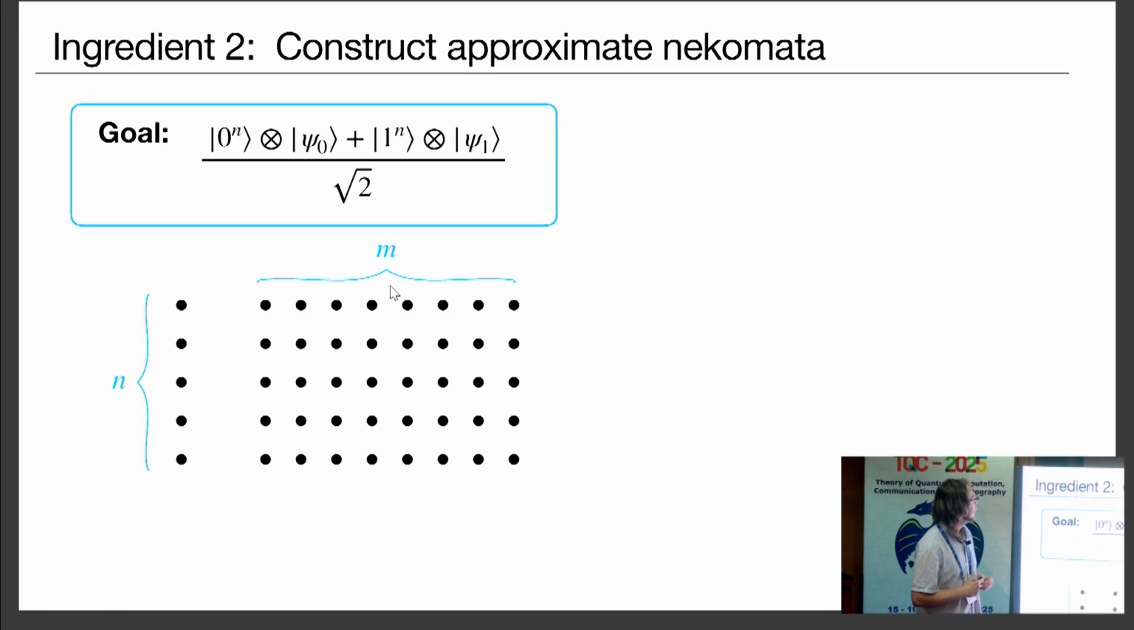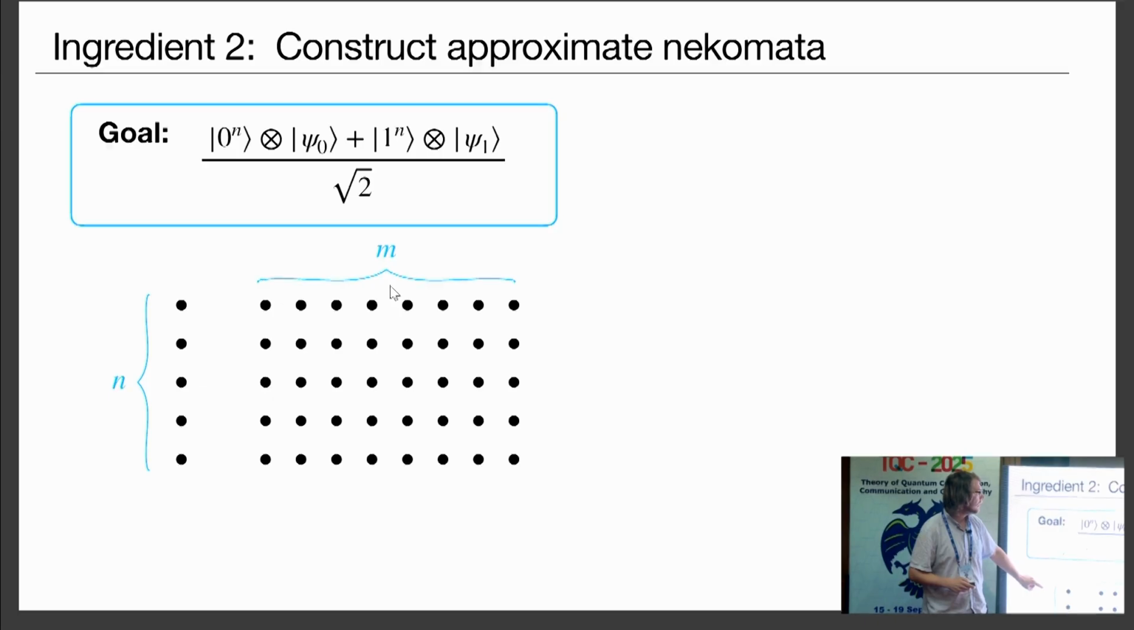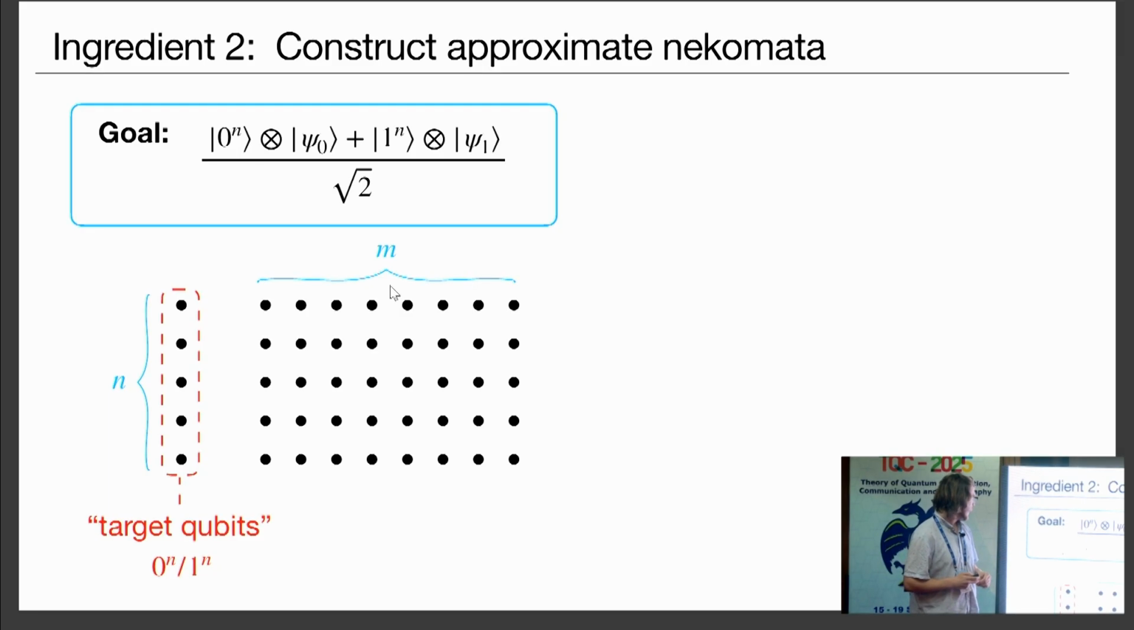Okay, so let's get to how we'll construct one of these nekomatas. This circuit construction looks like a grid of qubits, an m by n grid of qubits, where this first column is going to be the cat-like part of the nekomata state, which measures all zeros or all ones with probability about a half. And then this grid over here is going to be the junk, the psi 0 and psi 1.